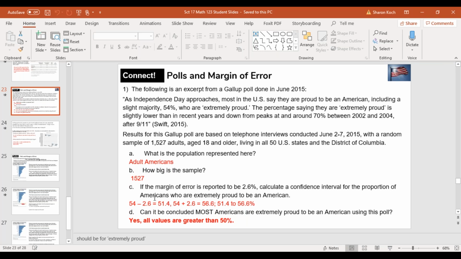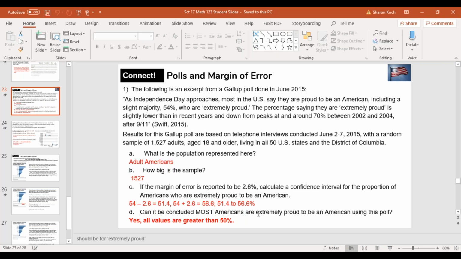Okay. Now, if the margin of error is reported to be 2.6%, can we calculate the confidence interval for Americans who are extremely proud to be an American? Well, if I come back up here, 54% say they're extremely proud. So now if I apply the margin of error, I'm going to add and subtract that 2.6%. So I'm going to get the two numbers here, 51.4 to 56.6. This is my confidence interval because I've applied the margin of error.